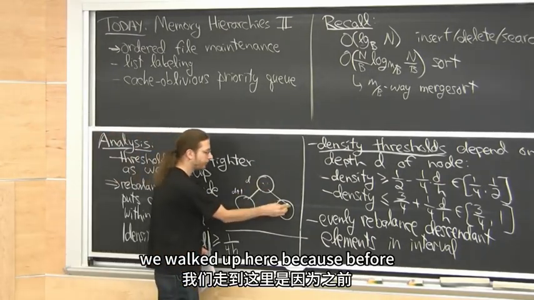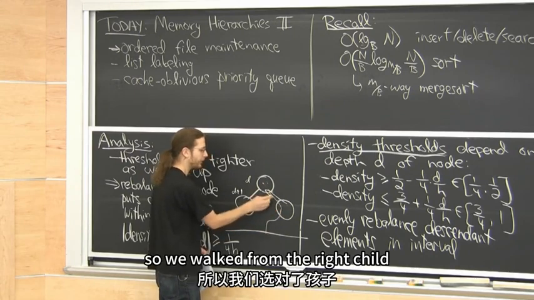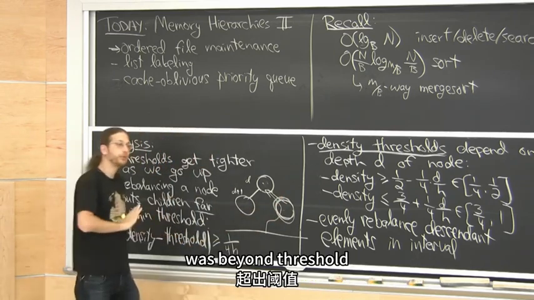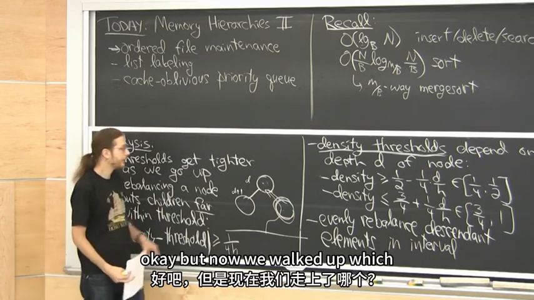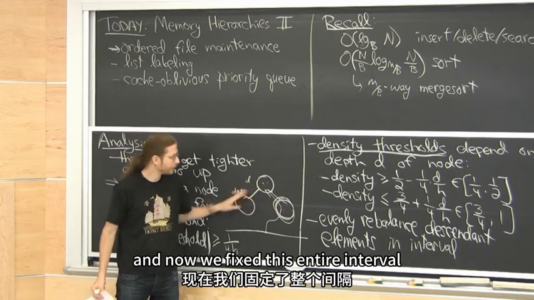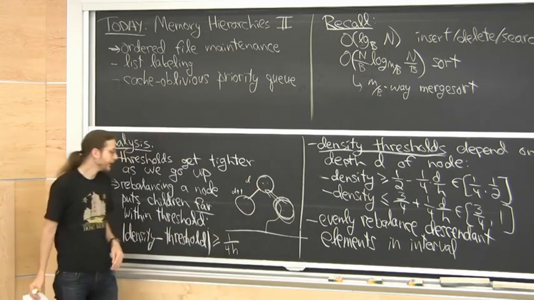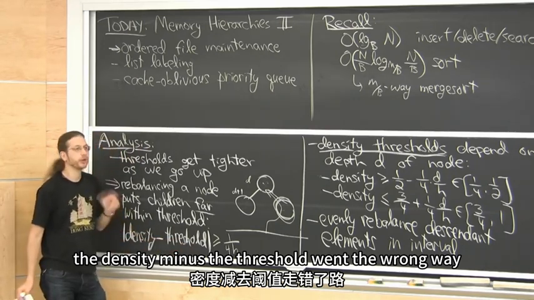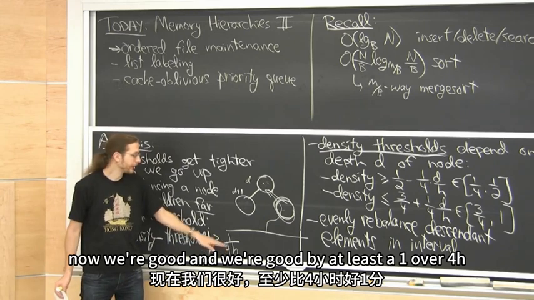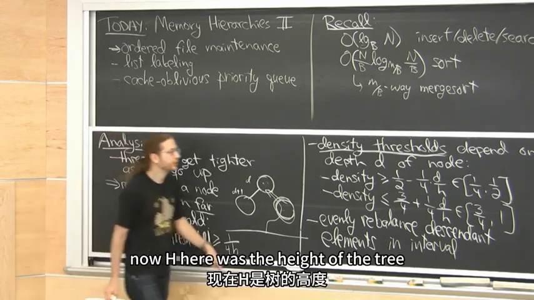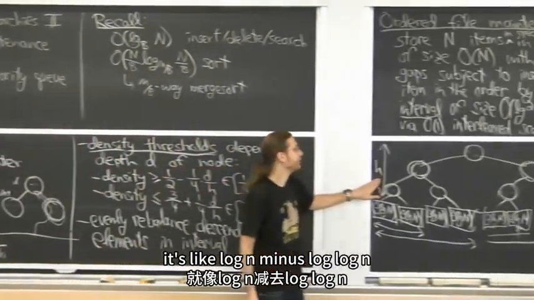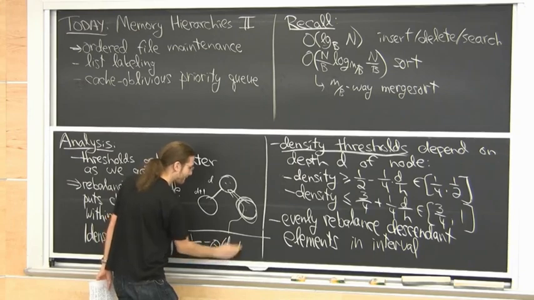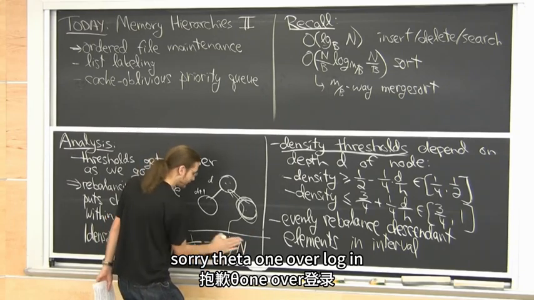We walked up here because, let's say we walked up this path, so we walked from the right child. We didn't stop here, which means this node was beyond threshold. But now we walked up and fixed this entire interval, and now it's far within threshold. Before, the density minus the threshold had the wrong sign. Now we're good, and we're good by at least 1 over 4h. Now h here was the height of the tree. It's log n minus log n. All we need is that this is theta 1 over log n. h is theta log n.